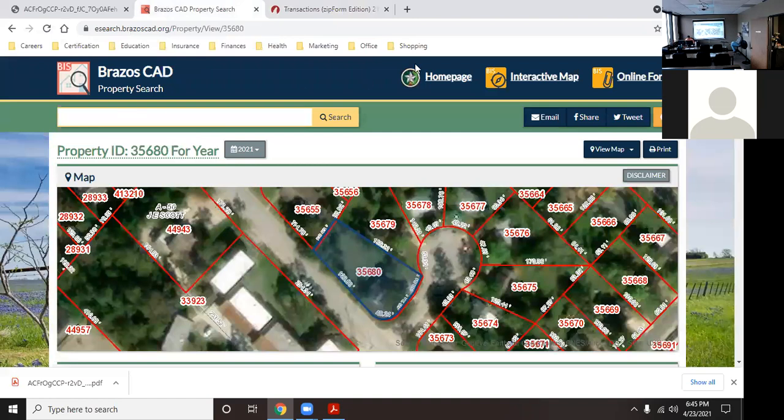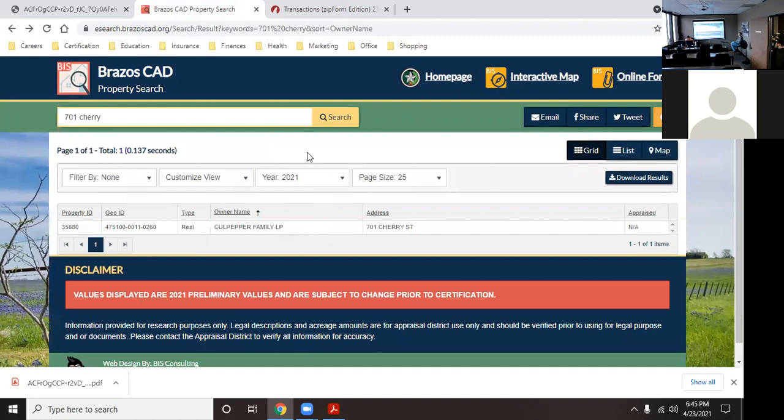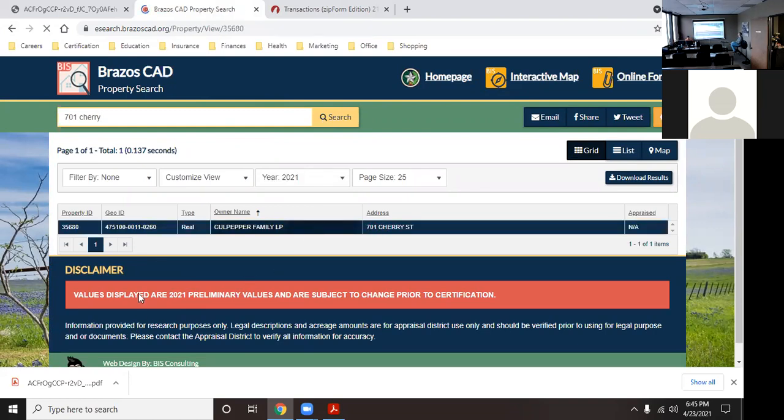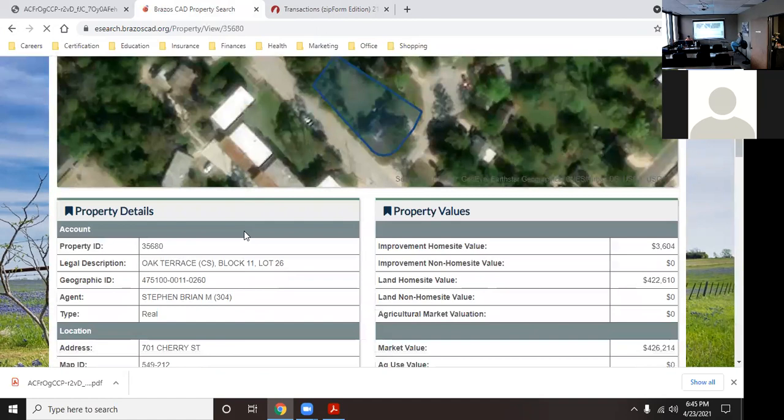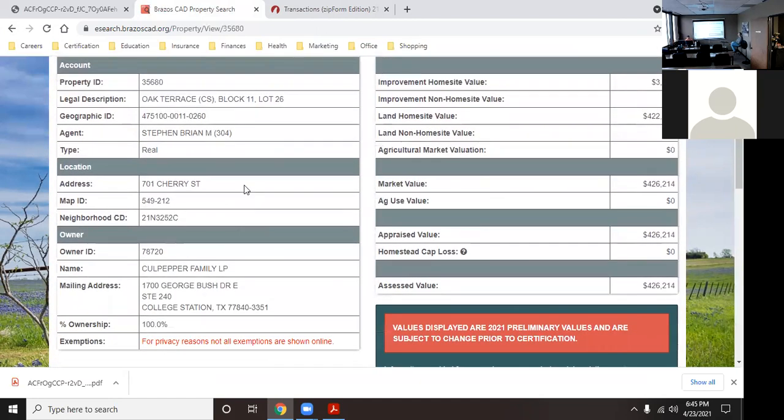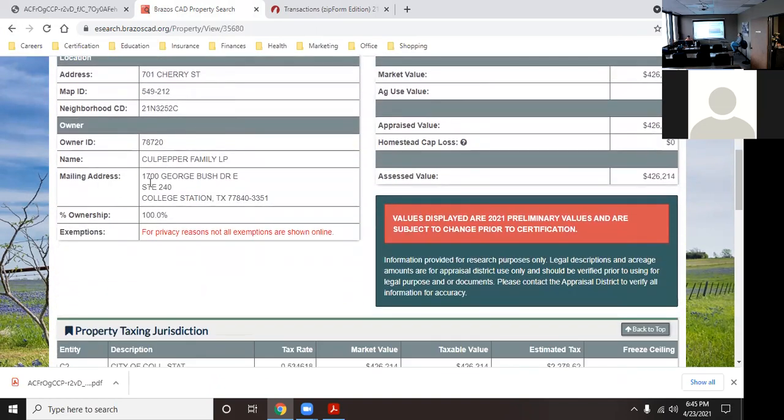Here, I'll show you again in case y'all forgot, or in case y'all weren't paying attention yesterday. To search for that, just go to the Brazos CAD, 701 Cherry. I hit search, and just this property showed up. Click on it, and you get all the public information about the property. So you have the legal description here, along with the property ID, the geographic ID, the agent, I guess, for the property, the address, stuff like that.